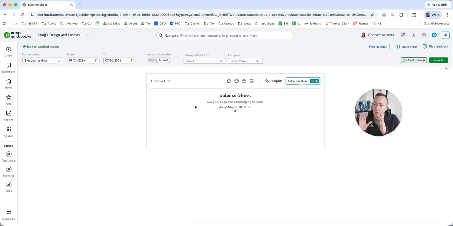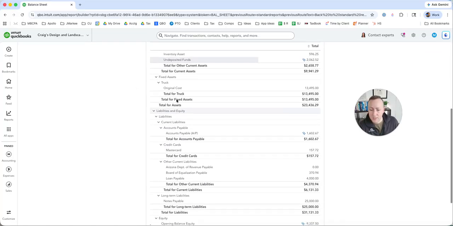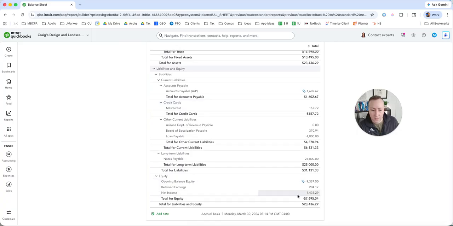Now remember, the profit and loss shows your success over a period of time. The balance sheet shows your company's financial snapshot as of a certain point in time. So you can see the difference here. It is technically giving us a range, but at the top of the report, it shows as of this date, March 30th, 2026. The only field on the balance sheet that's going to change if you put in a range is down here where it says net income.